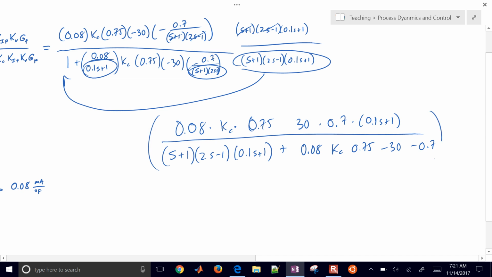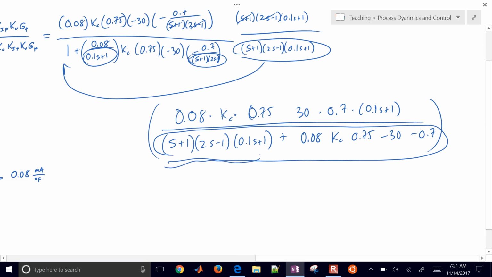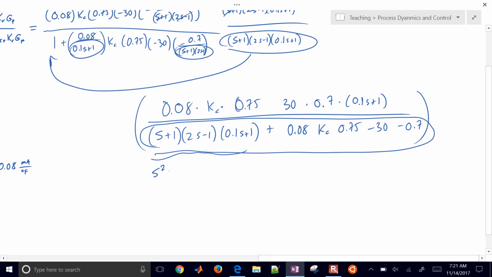Okay, so here's our closed loop transfer function. We need to really just look at the denominator for stability. So let's go ahead and just write this out. If we multiply this out right here, we're going to have 2s squared plus s minus 1, and then I'll multiply that by 0.1 s plus 1.